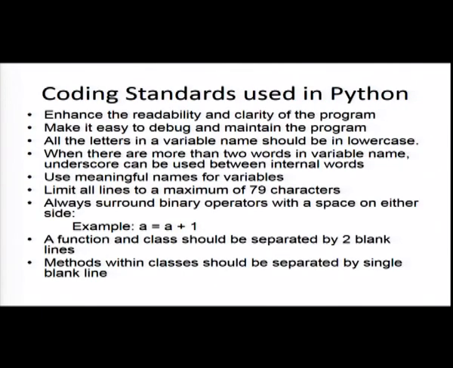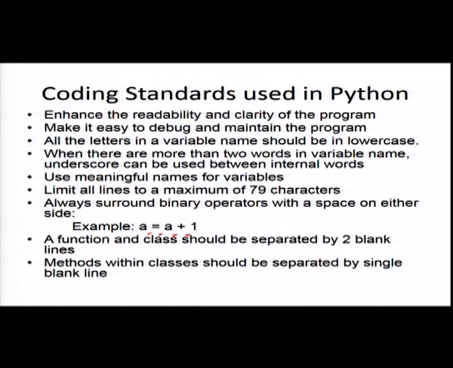Now, let us see the coding standards that are used in Python. They enhance the readability and clarity of the program. They make it easy to debug and maintain the program. All the letters in a variable name should be in lowercase. When there are more than 2 words in a variable name, underscore can be used between internal words. Use meaningful names for variables. Limit all lines to a maximum of 79 characters. Why? Because the screen size is said to be 80 characters in length. So, you limit to 79 characters.